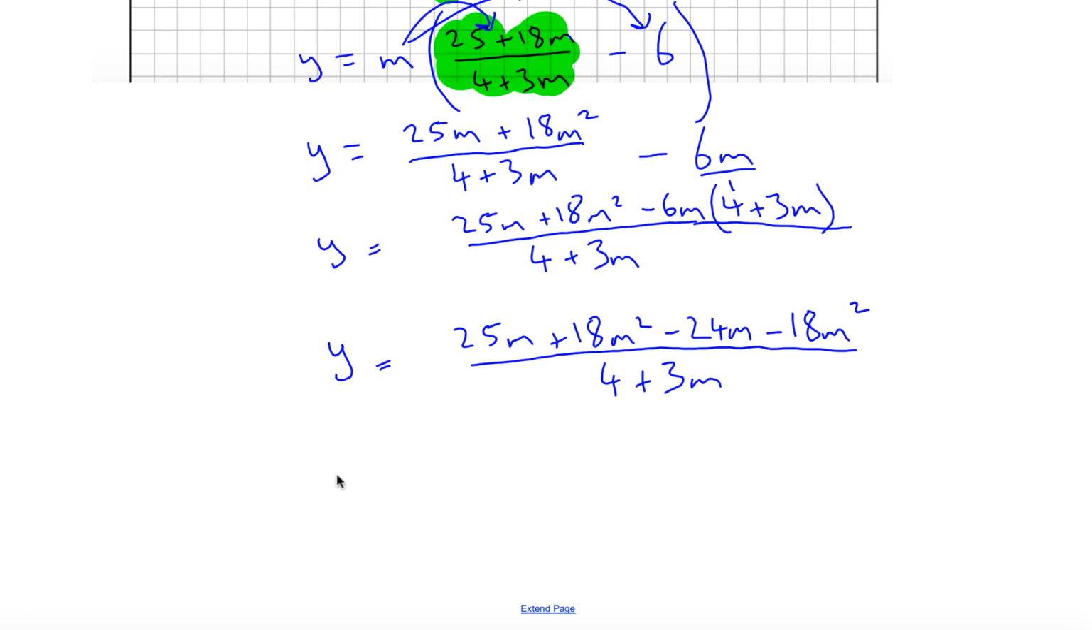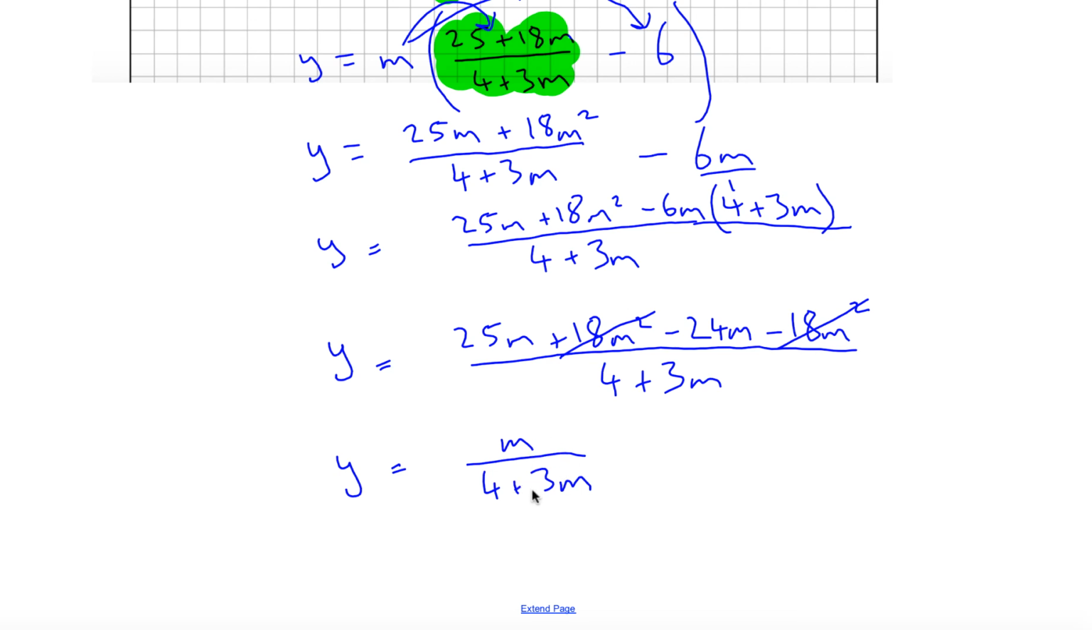And one last bit of tidying up now. This numerator, 18m squared minus 18m squared, they cancel nicely. 25m minus 24m is just m, and the denominator will stay the same. And that is my y coordinate in its simplest form.